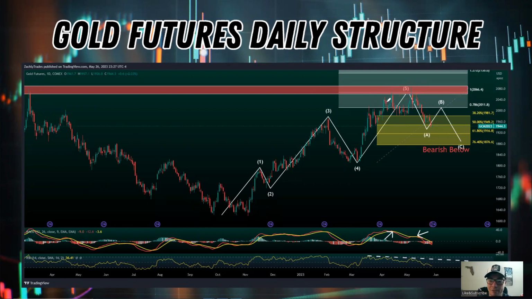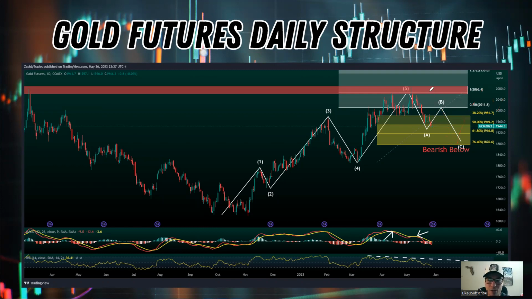And after you get these wave 5s, you would look for an ABC correction, and that can take us anywhere down to about 1876 to 1916. And we already passed through that 1950 threshold right here. So this would be our A wave down. If this is the bottom of this A wave, we'd be looking for some type of bounce for a B wave, and then ultimately one more leg down for a C wave, and that would give us our correction wave. And from there, we could potentially start the next 5-wave impulsive move.